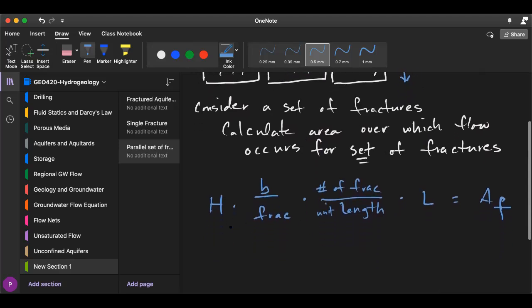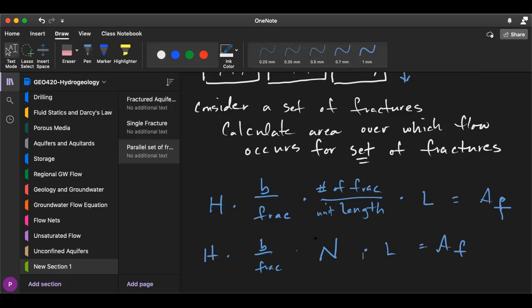Okay, so this is B per fracture. All right. What is the number of fractures per unit length? We defined that already. N, which is? Okay, 2 over L, but it's also, what did we call it? Fracture density. So that's N, the fracture density, times L is equal to the area of fractures.